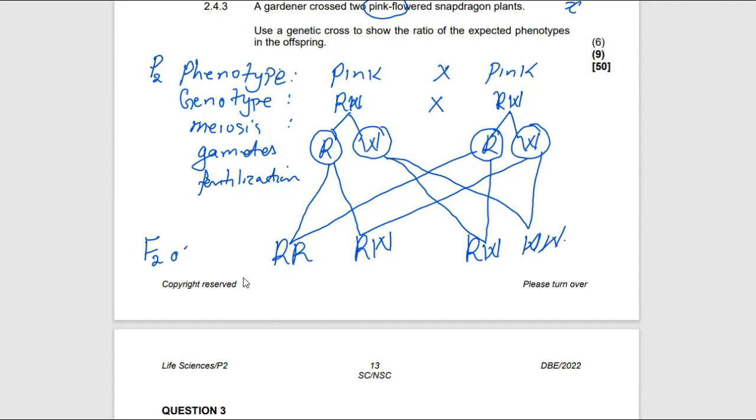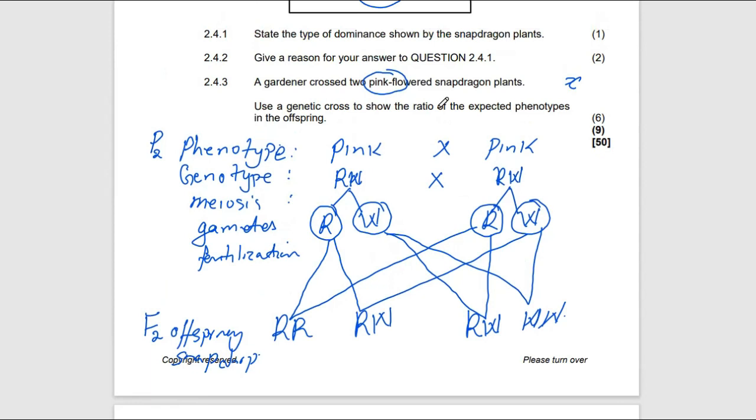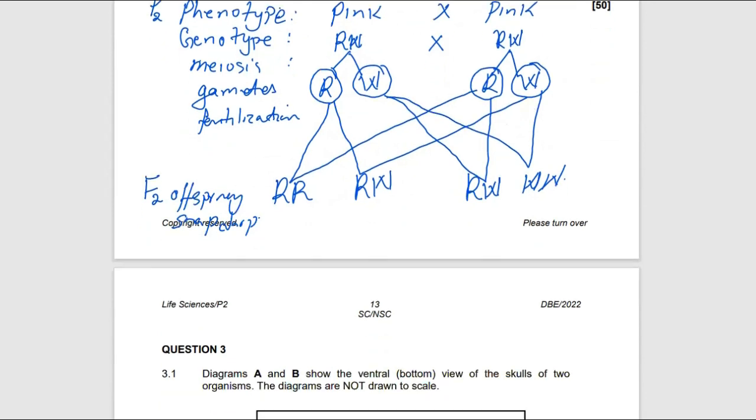So F1 offsprings. What are they? They said snapdragon. It means that those are the offsprings or the snapdragons. But what was the question? The question is saying, use the genetic cross to show the ratio of the expected phenotype in the offspring. So we are looking for the ratio of offspring. Okay, let's look at the ratio of the offspring.